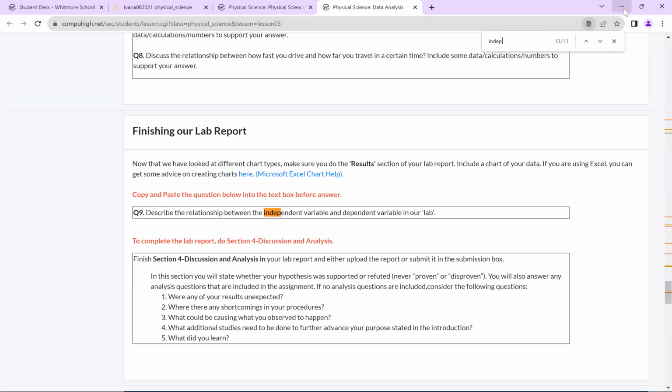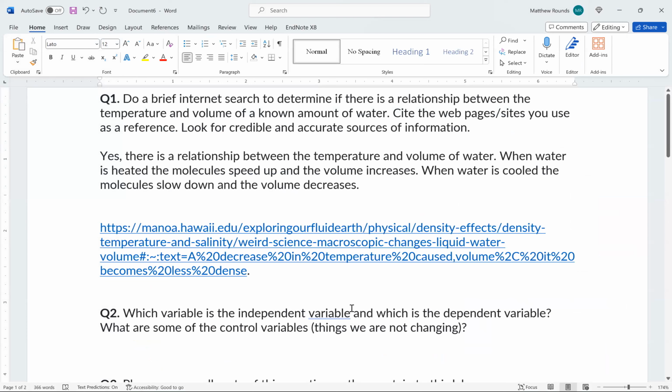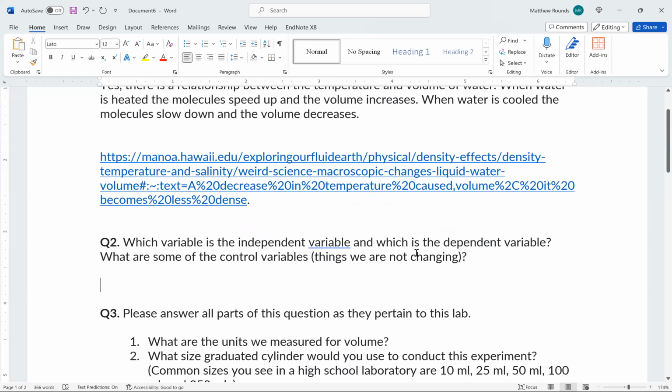All right, so let's have you go to the internet and look up the difference between an independent and a dependent variable. I want you to put in your own words what an independent variable is and what a dependent variable is. Well, a dependent variable is something that depends on something else. That's right. And an independent variable is something that doesn't need anything. It's fine all by itself.